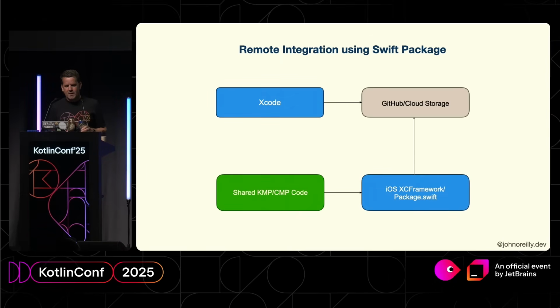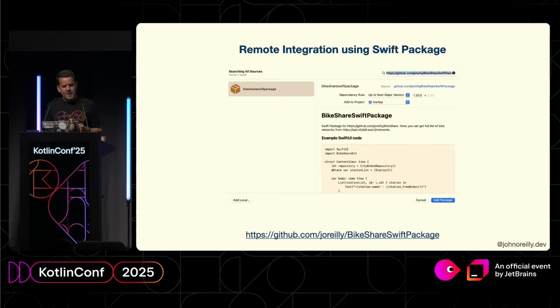The other approach is typically used when there's separate teams for the client and the shared code, and usually involves separate repositories for each. Here, a Swift package is created from the shared code and published to a remote repository, along potentially with use of some cloud storage for the XC framework zip file that's part of the package. That package can be added then to an Xcode project using, for example, the GitHub repository URL that the package is published to, as shown here, for example, with the BikeShare Swift package repo.